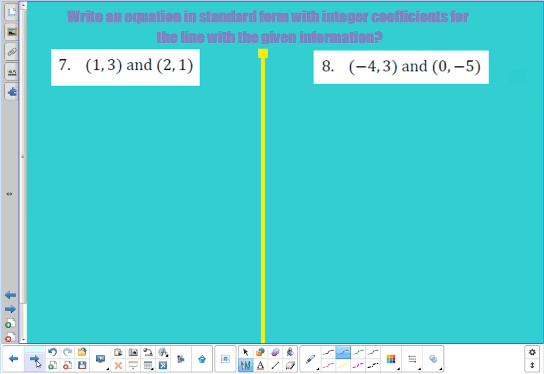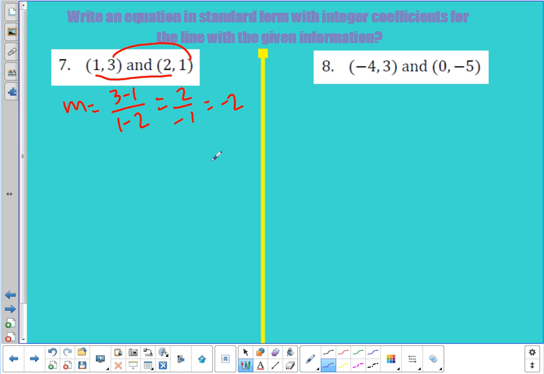Ooh, now we're just given 2 points. So before we can do anything, we need to know a slope, because I can't do anything with this until I have a slope. So I'm going to find the slope first. My slope is going to be 3 minus 1 on the top, y minus y, and then 1 minus 2 on the bottom. So it's the y minus y over x minus x. 3 minus 1 is 2, 1 minus 2 is negative 1, that's a negative 2.